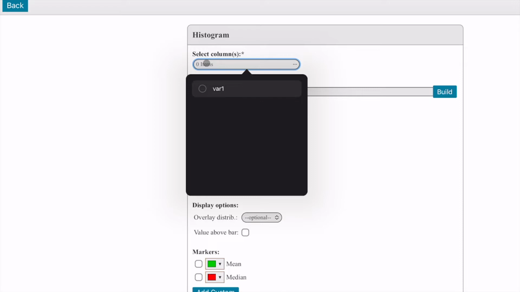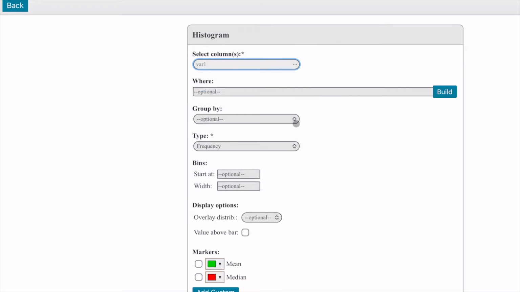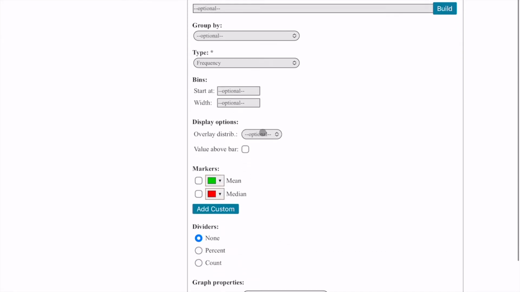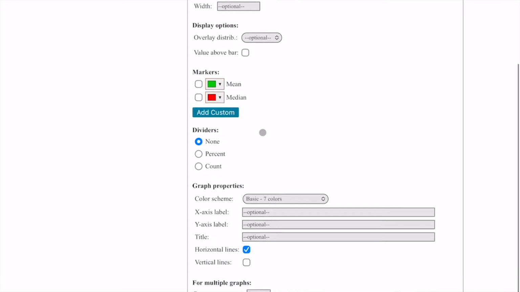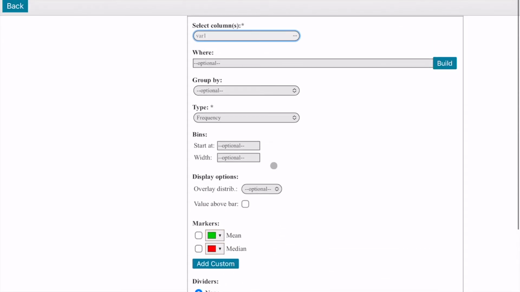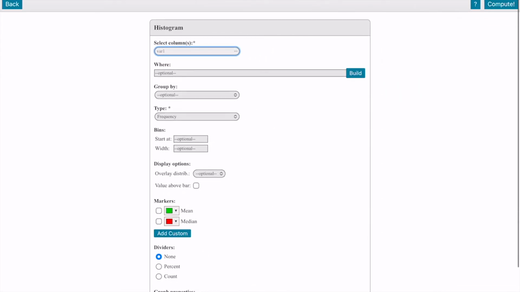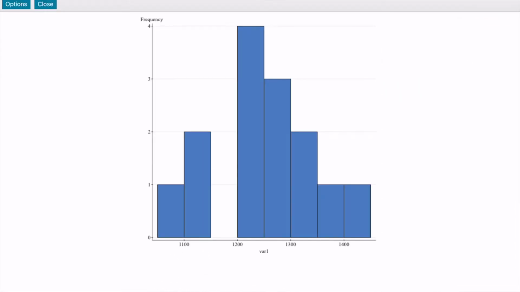Select your columns. We want to do this for variable 1, where all our data values are, and there's nothing else we really have to worry about. We just want to get an idea of what the histogram looks like. So I'm going to go ahead and click Compute. And there's our histogram.